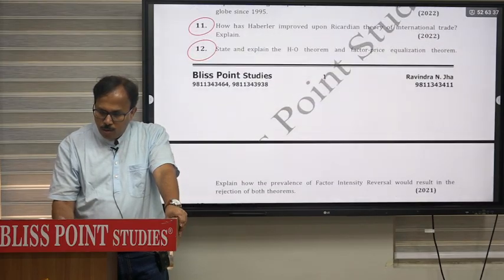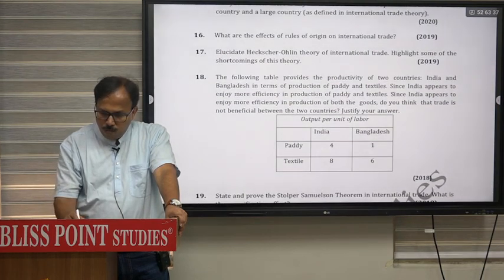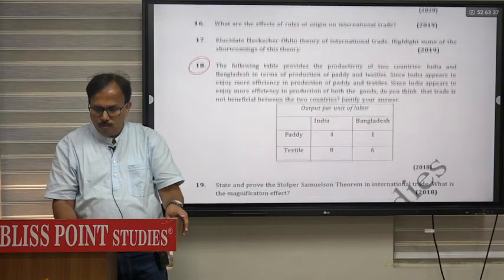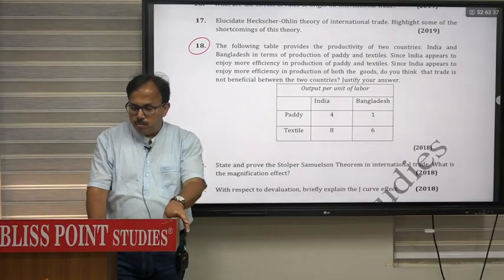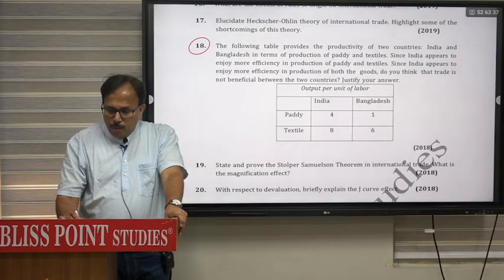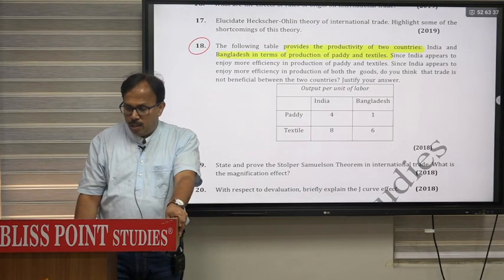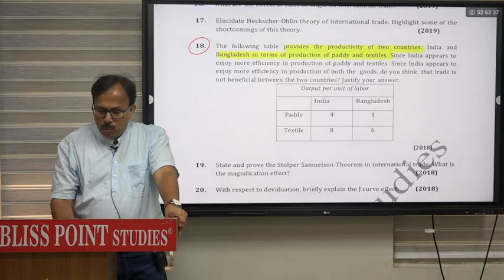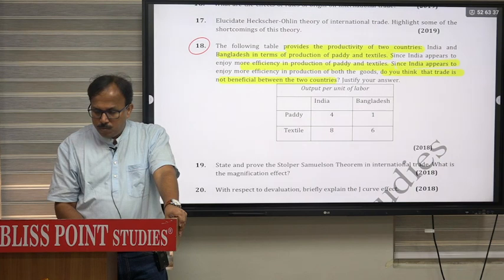Just see this question, number 18. The following table provides productivity of two countries, India and Bangladesh, in terms of production of paddy and textile. Since India appears to enjoy more efficiency in production of paddy and textile, do you think that trade is not beneficial between the two countries? Justify your answer.